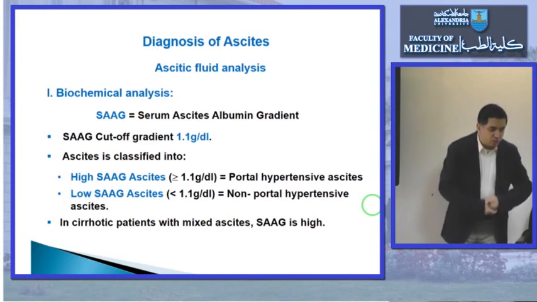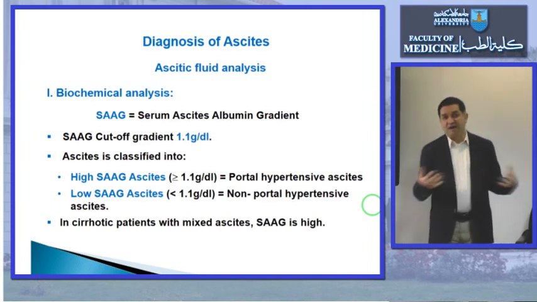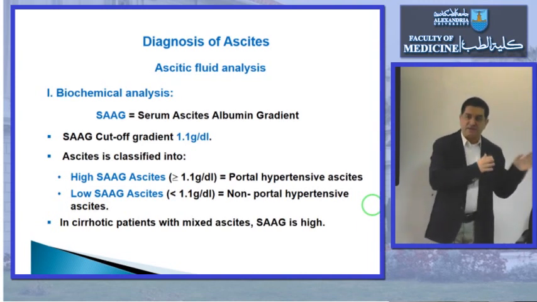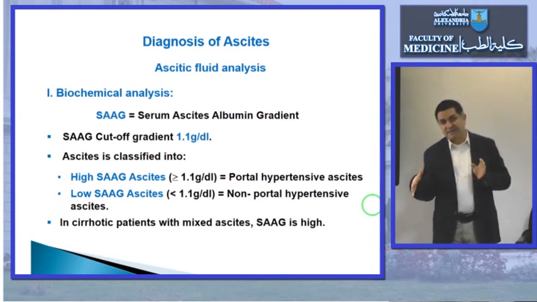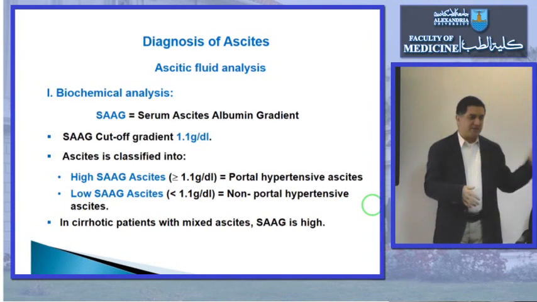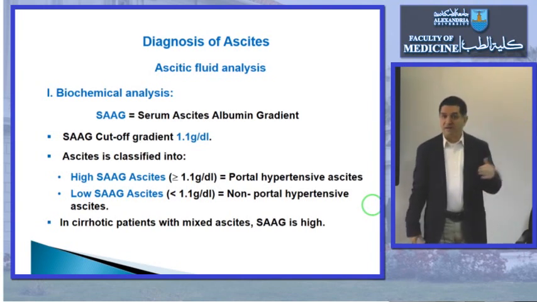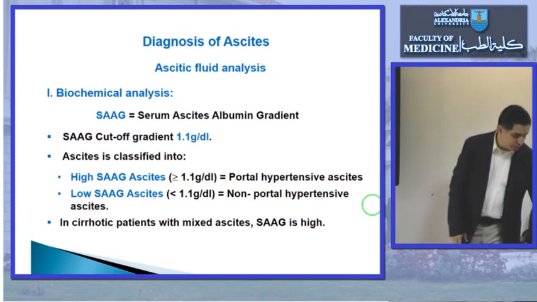In cirrhotic patient with mixed ascites, SAG is high. Again, if you have SAG more than 1.1, it is cirrhotic ascites or portal hypertensive ascites. If less, you have to search for other etiologies, especially malignant and other causes of ascites, as I will tell you very soon.